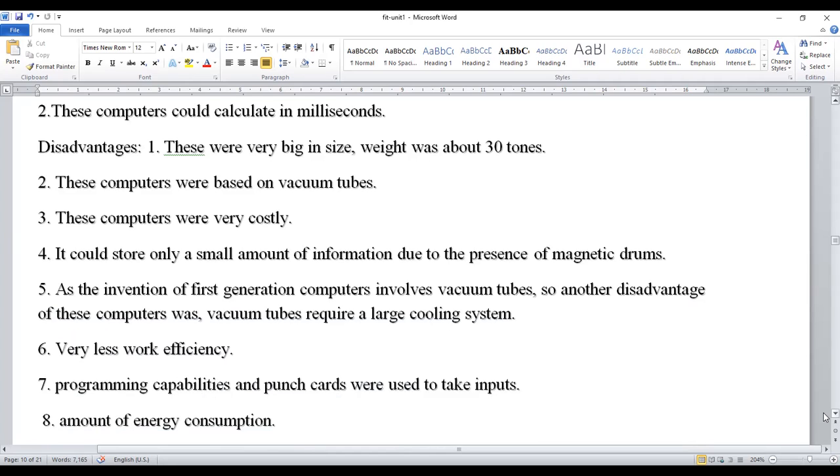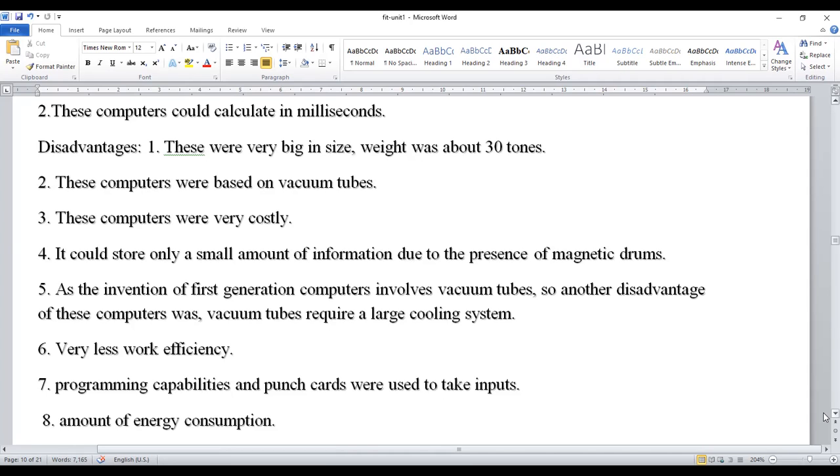As the first generation computers involved vacuum tubes, another disadvantage was that vacuum tubes require large cooling systems, like air coolers. Work efficiency was very low, so it could not perform many tasks, only very few. Programming capabilities were limited, and punched cards were used to take inputs.